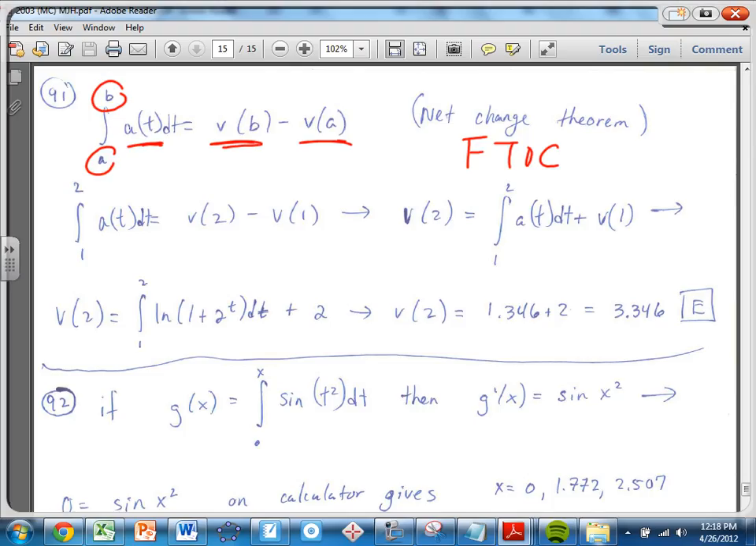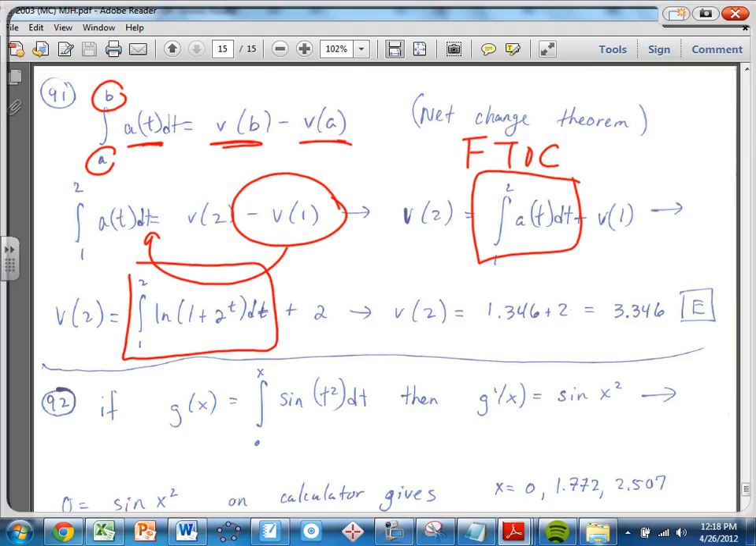But what was I asked for? So solve for v of 2. Take this value here and move it over by adding it. Now I have the integral from 1 to 2 plus v of 1. How do I calculate this? Use my calculator. You're given a of t, the natural log of 1 plus 2 to the t. I don't want to do that integral by hand. Integrate from 1 to 2 on your calculator, and then simply add whatever v of 1 is.